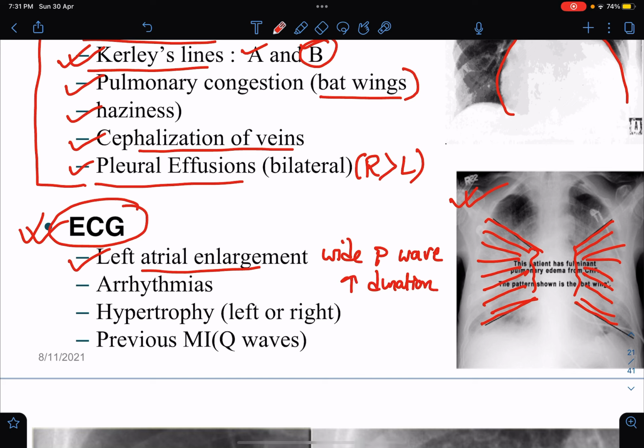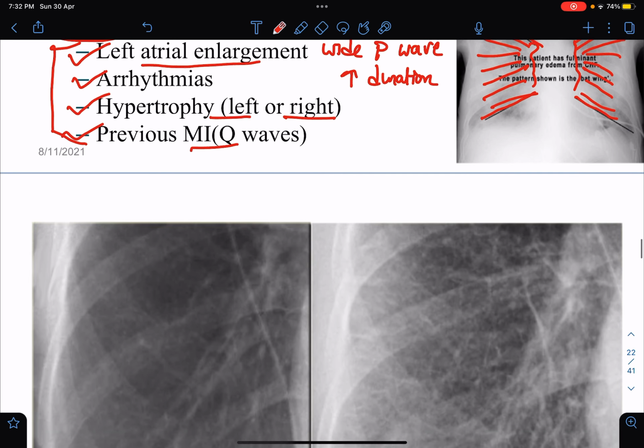Okay, this I have already discussed in my ECG lectures. There will be arrhythmias. There may be bradyarrhythmia or tachyarrhythmia. There will be hypertrophy of either the left or right ventricle. That also can be identified from the ECG. I have already discussed this in my ECG class. In my description box, I will give you the link for the ECG class. You can go ahead. Previous myocardial infarction signs also will be there. So these are the signs of heart failure from the ECG.